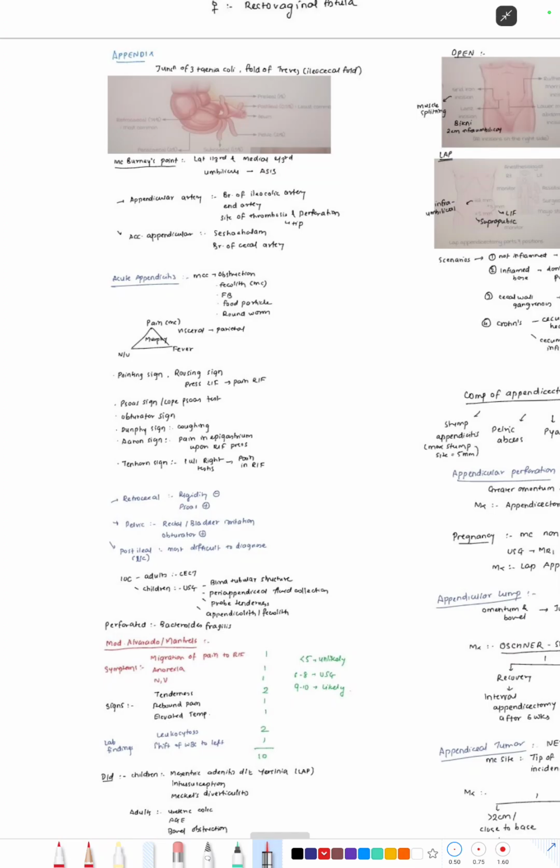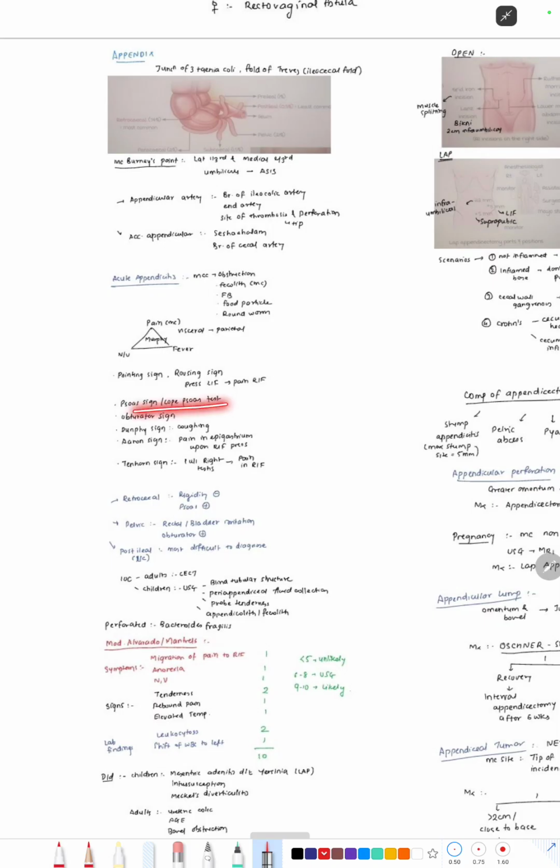It presents with a triad called Murphy's triad, where pain is the most common. Initially, the pain is in the epigastric or umbilical region, which is the visceral pain, and then it goes into the parietal, that is the right iliac fossa. That is associated with nausea, vomiting, and fever. Then the pointing sign and the Rovsing sign. The pointing sign means the patient points towards the right iliac fossa. Rovsing sign is when you press the left iliac fossa, there is pain in the right iliac fossa.